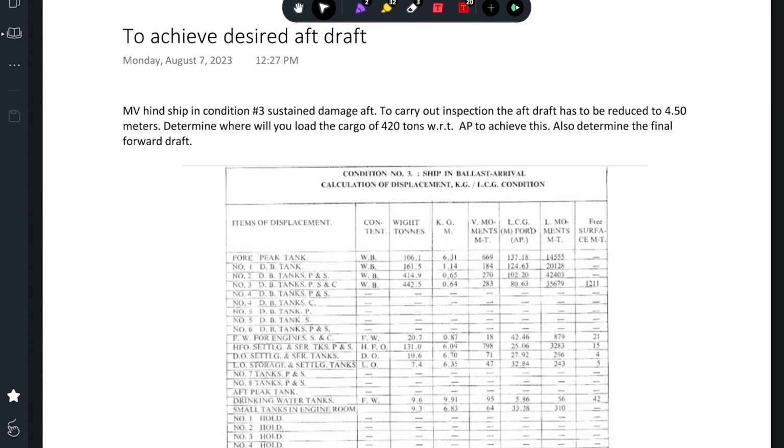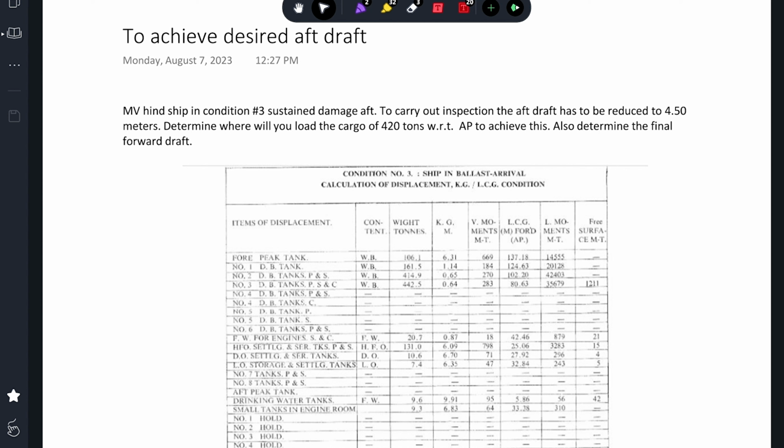Yeah, hi everyone. So this video is now about achieving a desired aft draft. We have done one video where we had the question of finding a desired draft forward. This is also from past question papers, and this is about achieving a desired aft draft.